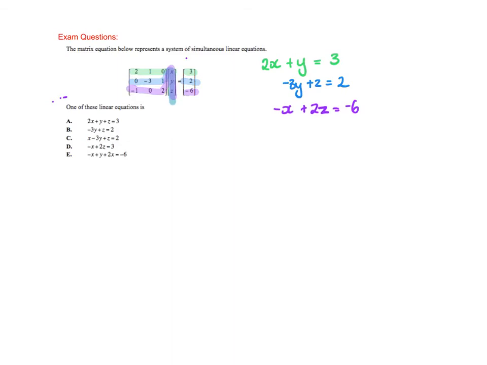Just this combination? 2x, no. So I'm going to get, that's not it. This one is, isn't it? Is B one?